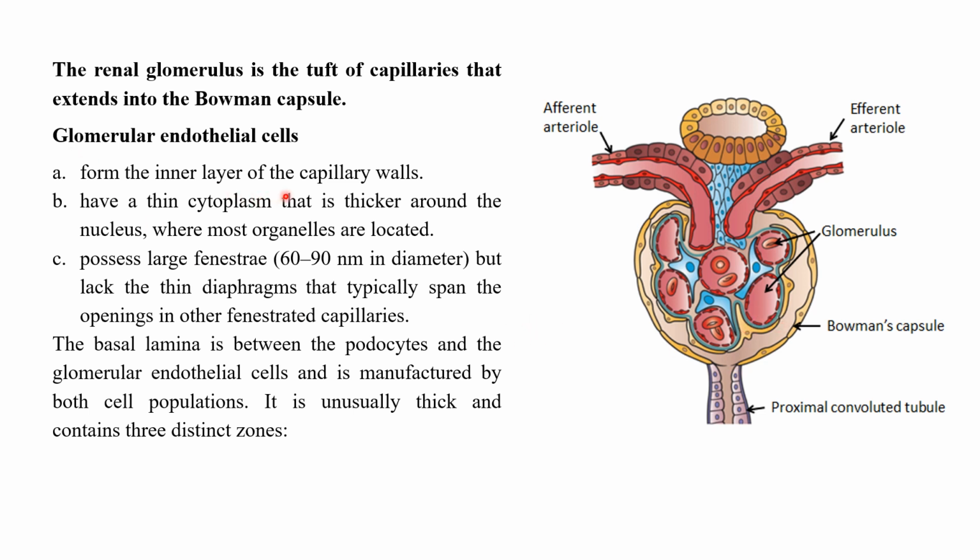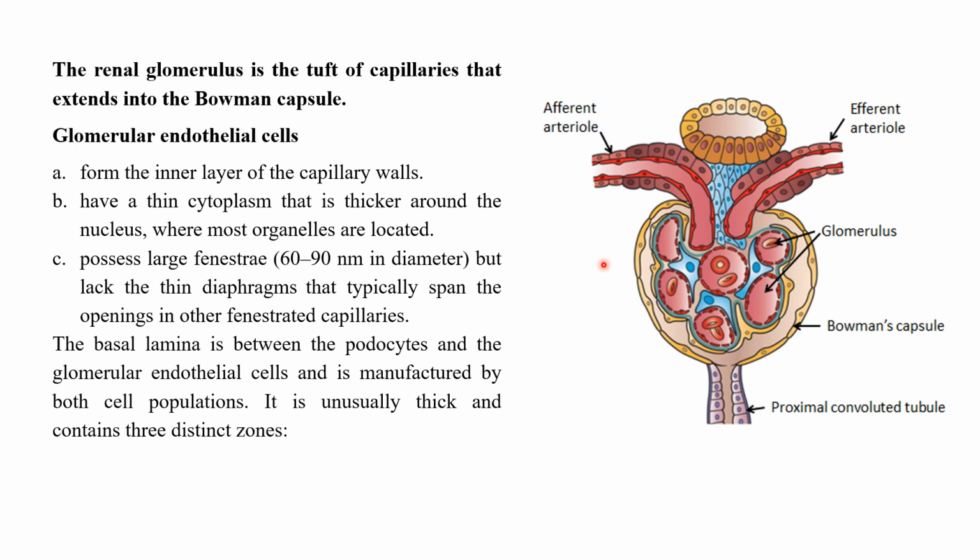The glomerular endothelial cells, that means the cells of the glomerulus, form the inner layer of the capillary walls. These glomerular endothelial cells have a thin cytoplasm that is thicker around the nucleus, where most of the organelles are located, and they also possess large fenestrations but lack the thin diaphragms that typically span the openings of the other fenestrated capillaries.